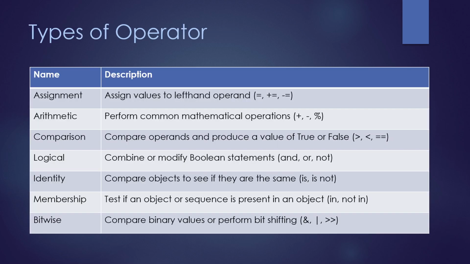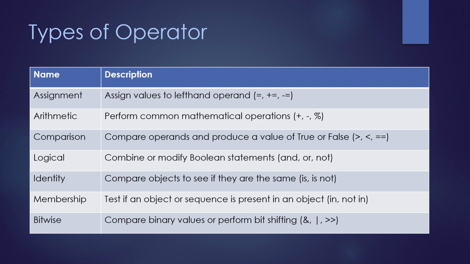As I said, there are 7 types of operator. We're going to be using 6 of these types in this course. The bitwise operators, we're not really going to see much use. You may find a use for them, and here they are described, but we are not going to worry too much about them. So, first you have your assignment operators.